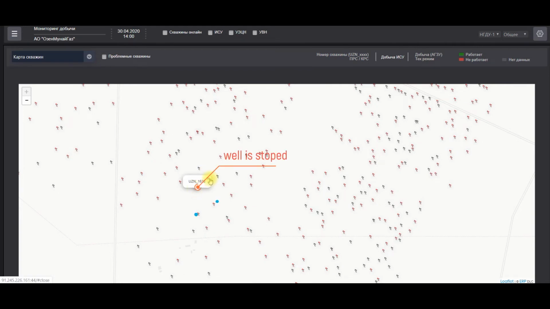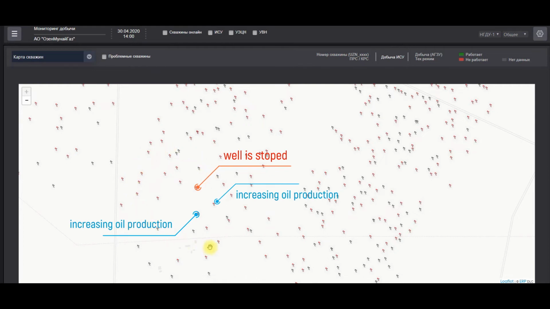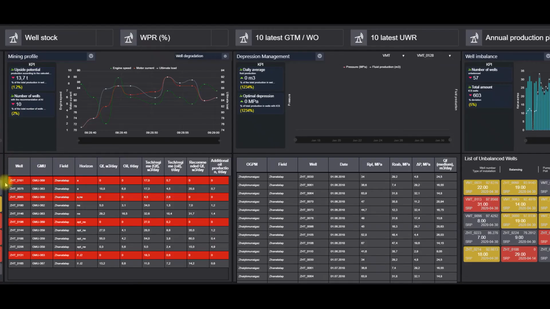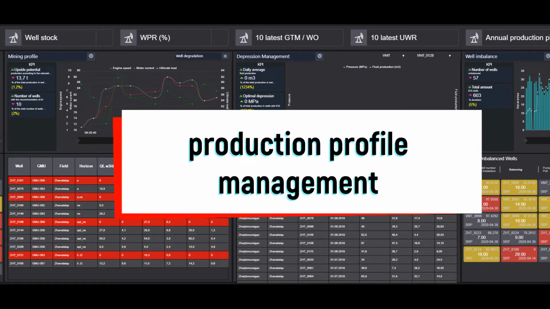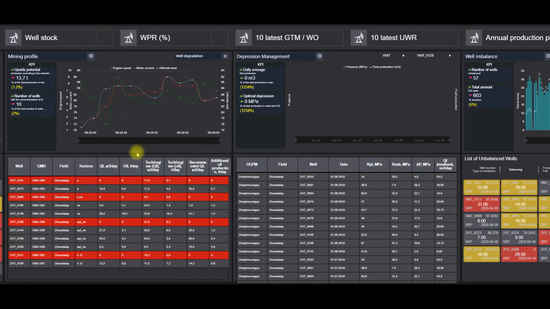Based on this information of well shutdowns, the system gives recommendations for production optimization presented in the Production Profile Control Unit. The purpose of this module is to process and analyze all input signals in real time with subsequent issuance of recommendations for optimizing production by groups of wells in case of other well shutdowns. How does it work? When a particular well stops, the system selects wells that can cover downtime losses by temporarily increasing their fluid production.